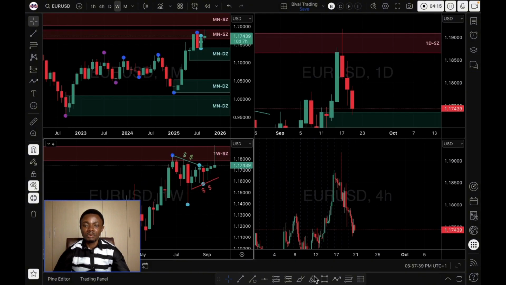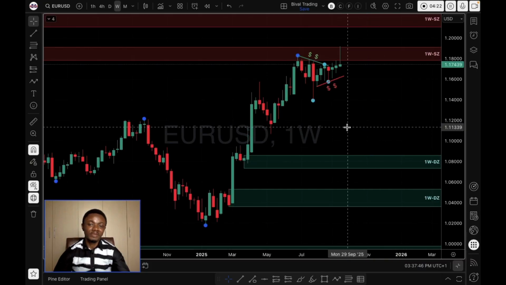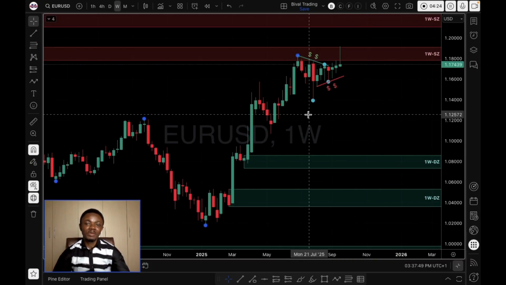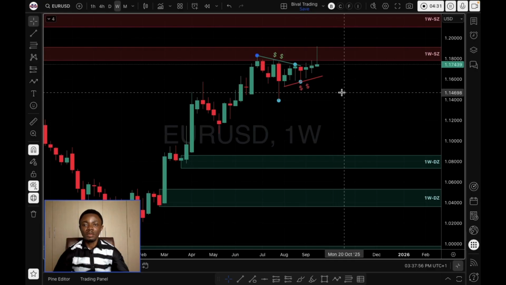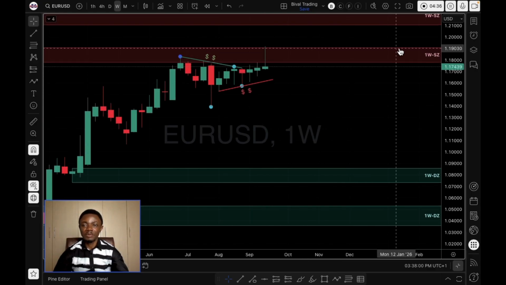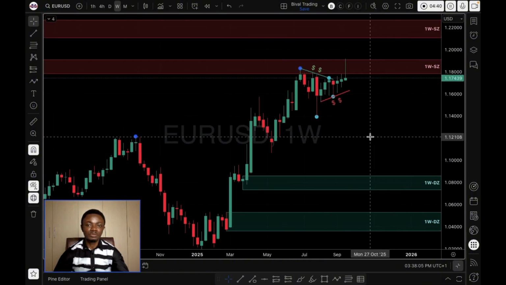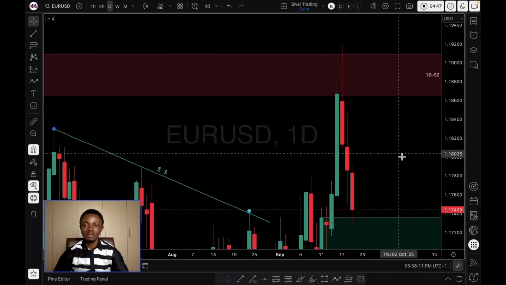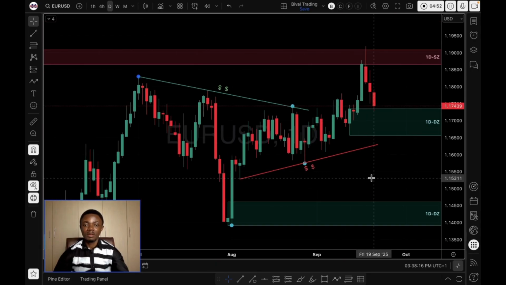The next pair on our screen is Euro USD. If you look at the weekly time frame, you all know that Euro USD is always the opposite of the dollar index. As you can see on the weekly time frame, the market is still pushing up, and then we had this rejection within this supply zone. So in the coming week, what I look forward to doing is going down to the daily to see if we will have more zones to take an immediate trade from.